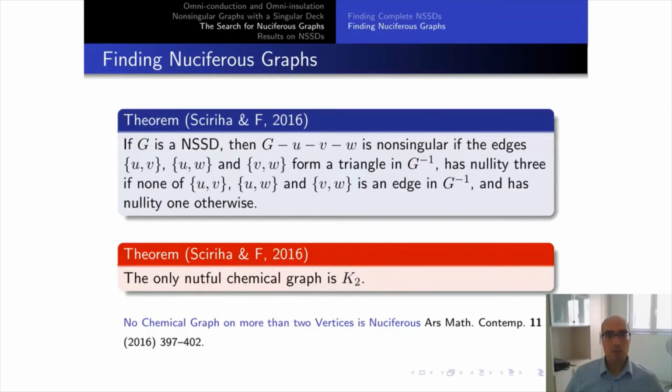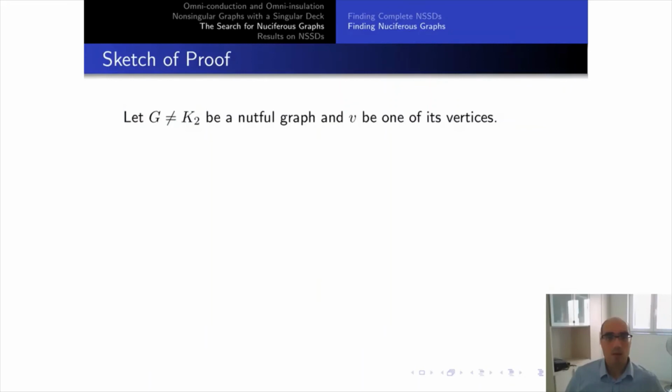And this allowed us to prove that no nut-full chemical graph exists apart from K2. Not just nuciferous, even nut-full. Remember, a chemical graph is a graph that has degree at most 3. Let us give a sketch of the proof. So let G be a nut-full graph that is not K2, and let V be one of its vertices. We also assume that G is connected. If it's not connected, then each component will be an NSSD, and we can prove this on each component.